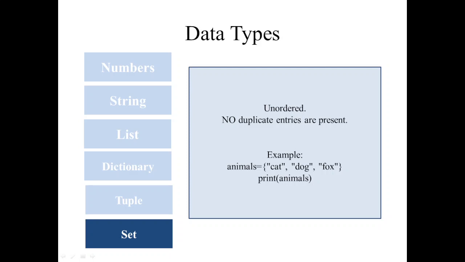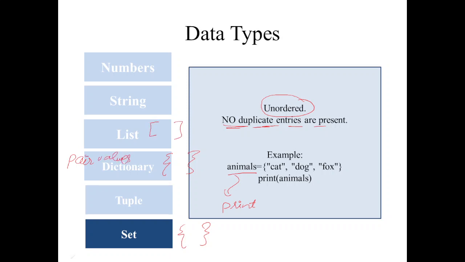Okay, last is set. Set is also similar to list, but it has another major difference. It is unordered, which means once you define the animals, when you print its values, the first value may be displayed in the middle or last, and the last value may be displayed first. So it is unordered, and you cannot even store duplicate entries in it. You store these values in curly bracket form, which means it's similar to defining a dictionary, but in a dictionary there are pair values. In a list there are no pair values.